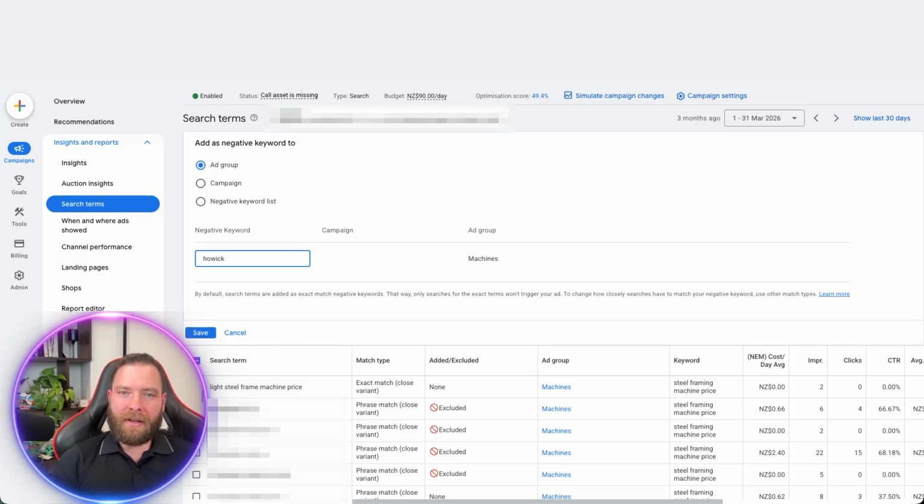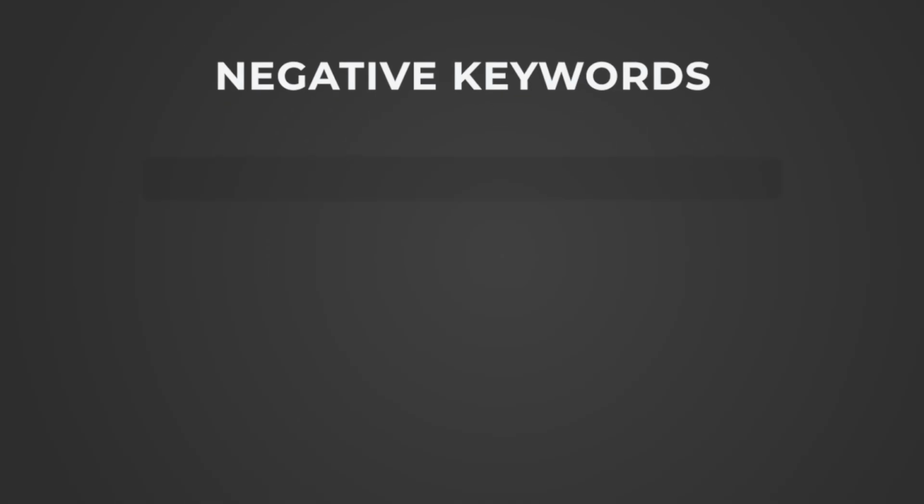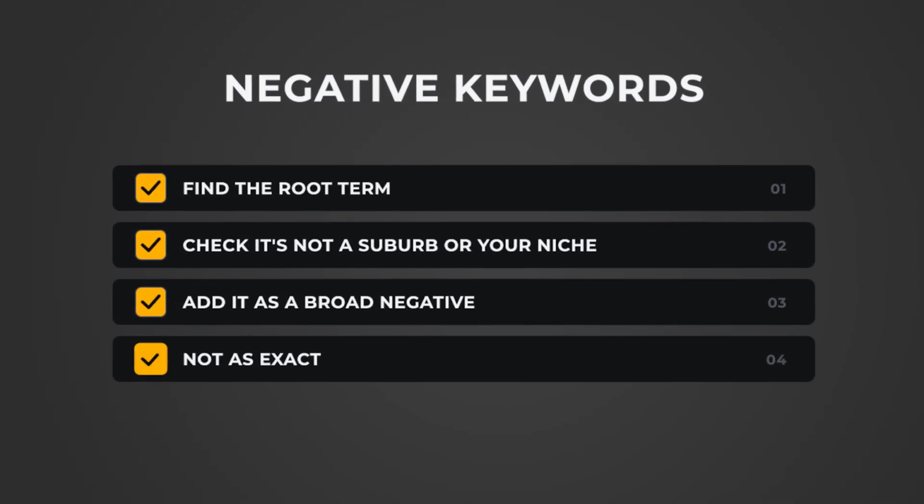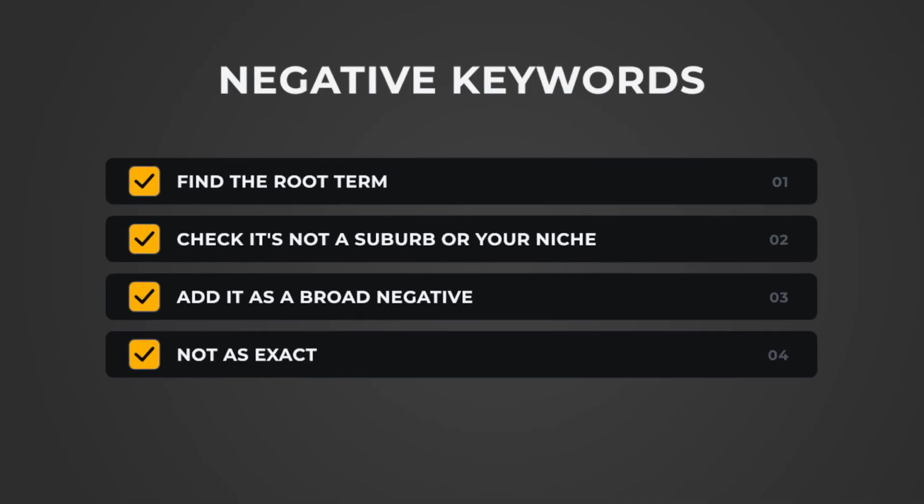Obviously make sure that this isn't a suburb or any relevance to your industry as well, to make sure that you're making correct decisions. But the core thing here is adding negative terms and adding them in the correct way.